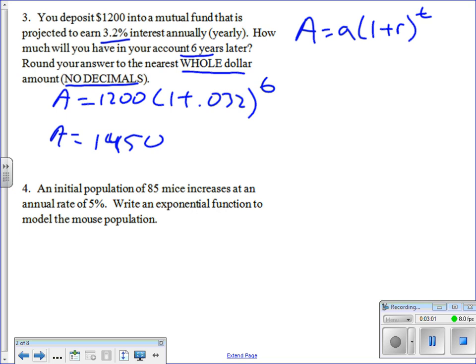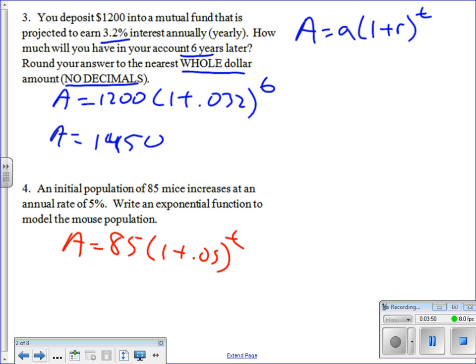Number 4, same idea. Initial population of 85 mice increases at an annual rate of 5%. Write an exponential function. Does it say solve? No. If it doesn't tell you to solve it, you don't necessarily need to solve it. It says, hey, write the equation. So the amount of mice I have is equal to 85 times 1 plus 0.05 to the t. We can't solve it. We have 2 variables in one equation. It doesn't give you time. It gives you the rate, it gives you the initial amount, it gives you 2 of the 4 things. To solve, you need 3 out of 4. I got 2 variables, there's nothing to solve anyways.